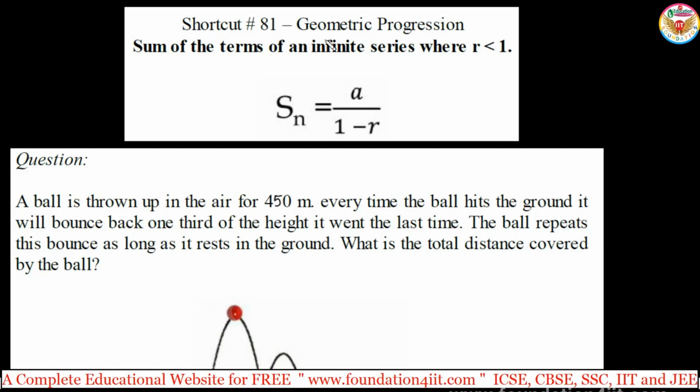In geometric progression, the sum of the terms of an infinite series where r is less than 1 is Sn equals a by 1 minus r, where a is the first term and r is the common ratio. If you know it is an infinite series, we can apply this formula directly, for any value of n.